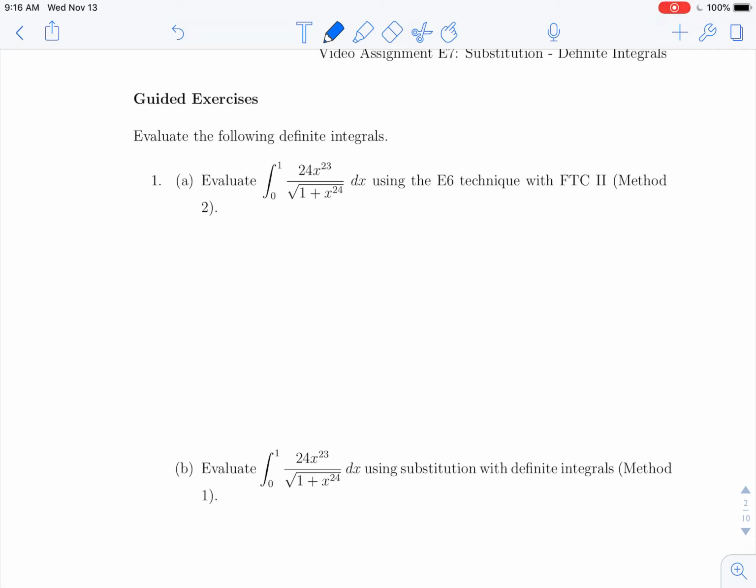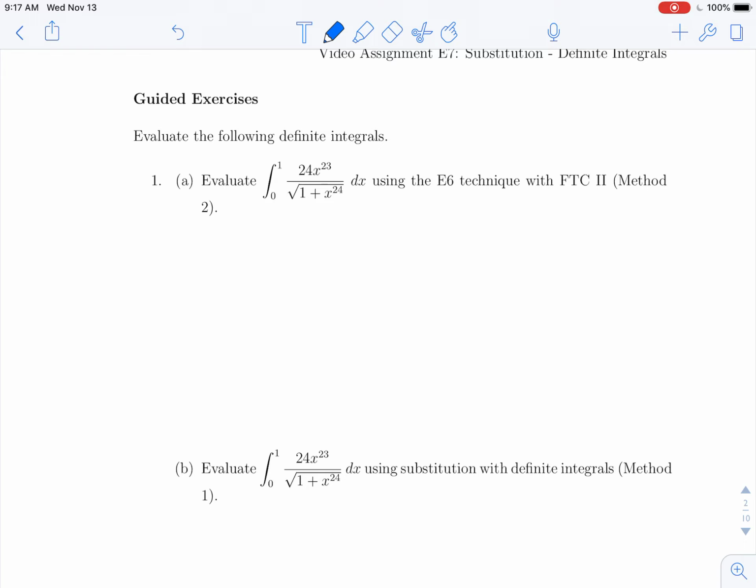Guided exercise number 1 says evaluate the following definite integrals. Part A says evaluate the definite integral from 0 to 1 of 24x to the 23rd power over square root of 1 plus x to the 24th dx using the E6 technique with FTC2. So this is the thing that we're referring to as method 2.